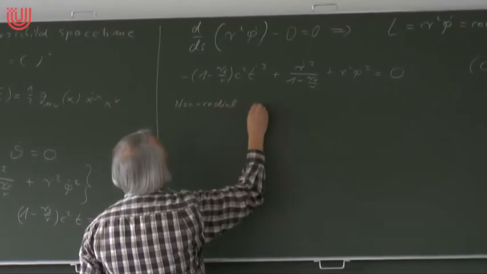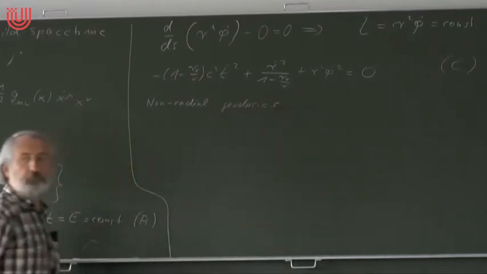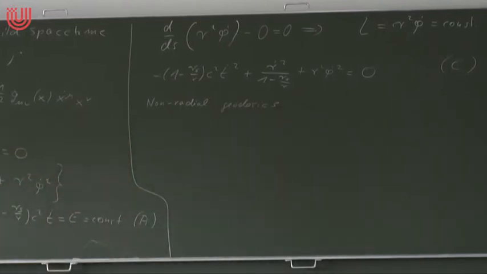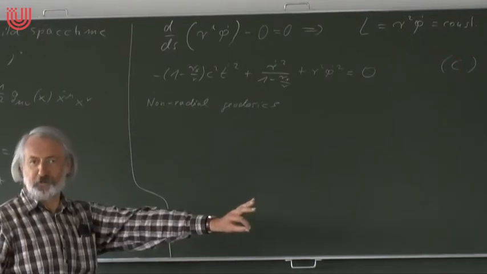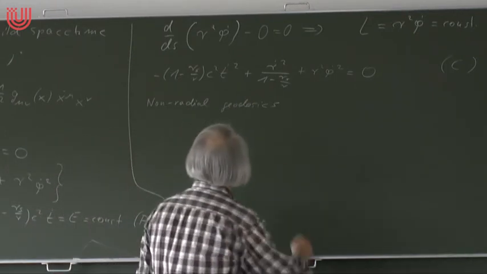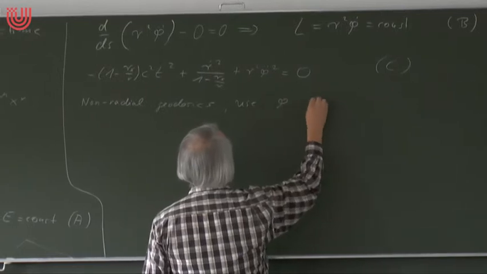And for non-radial geodesics, I can use the coordinate phi as a coordinate. The parameter s has no physical meaning anyway, so it's just one way of parameterizing the curve. If I'm just interested in the geometric shape of the orbit, I can equally well use the coordinate phi. This doesn't work for radial geodesics, of course, because then phi is constant. But it works for any non-radial geodesics. So use phi as a parameter.